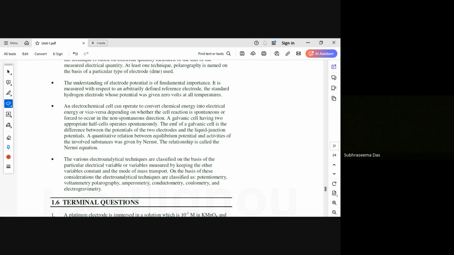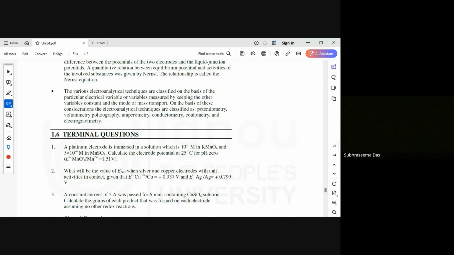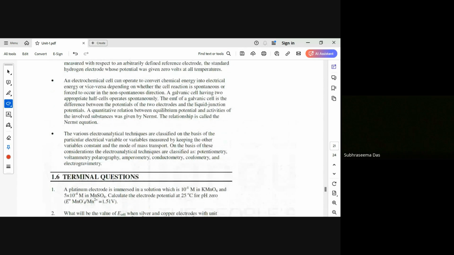Various electroanalytical techniques have been developed, which are used today for classification and generalization of materials, such as potentiometry, voltammetry, polarography, amperometry, coulometry, and electrogravimetry. So these are some of the electroanalytical techniques that we come across today. And in the next unit, we will study potentiometric titrations.